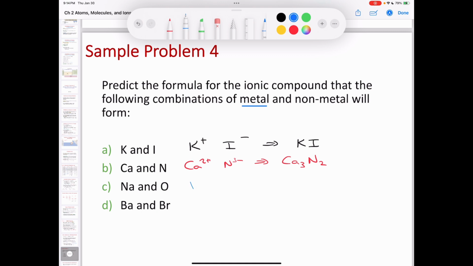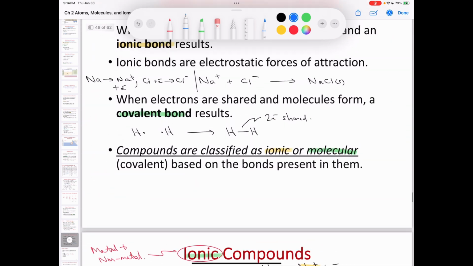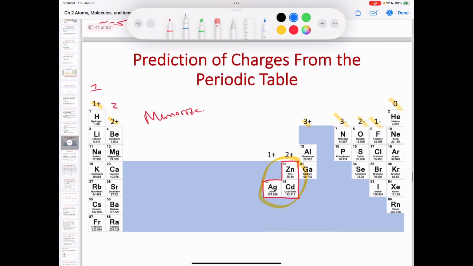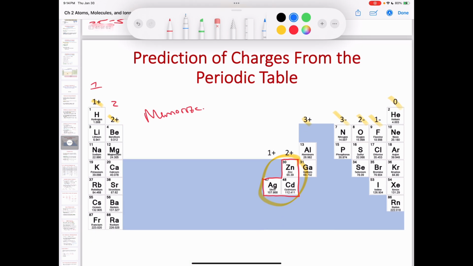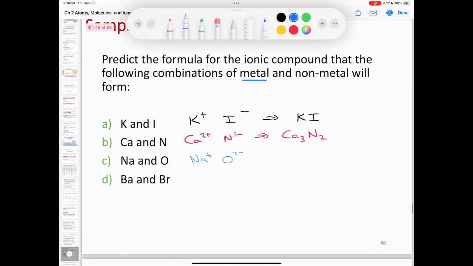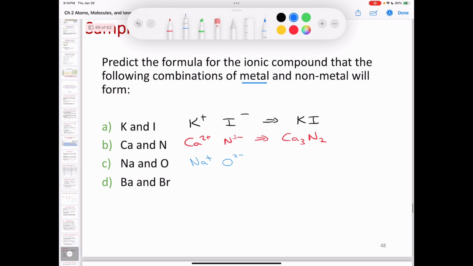We have a sodium, which likes to be plus 1. We have oxygen, which likes to be 2 minus. Again, if you're struggling with this, you could always go back here. Let's find it. All the charges of everything that we're looking at are here. The oxygen is 2 minus, the barium is 2 plus, etc., etc. So let's go back to the problem. We have our sodium, which is plus 1, oxygen, which is negative 2. So we're going to need twice as many sodium, so Na2O, we call that sodium oxide.